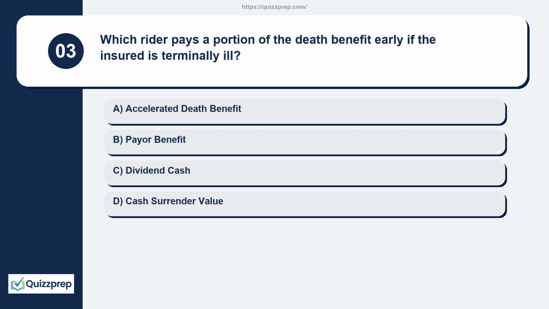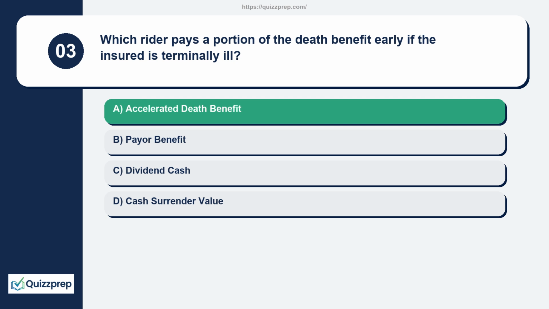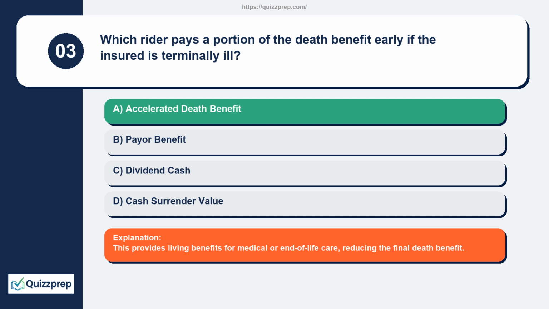Question 3. Which rider pays a portion of the death benefit early if the insured is terminally ill? Accelerated death benefit, payor benefit, dividend cash, cash surrender value. This provides living benefits for medical or end-of-life care, reducing the final death benefit.